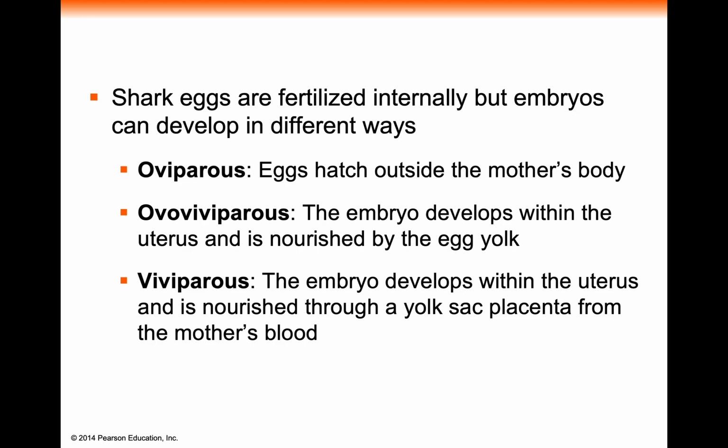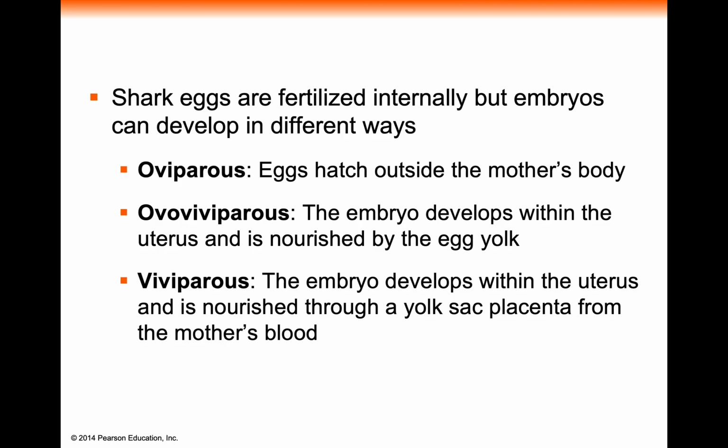You have oviparous, where the eggs hatch outside the mother's body, so they lay the eggs. We call these mermaid's purses in sharks. But you're familiar with a lot of animals being oviparous. I mean, chickens are oviparous.